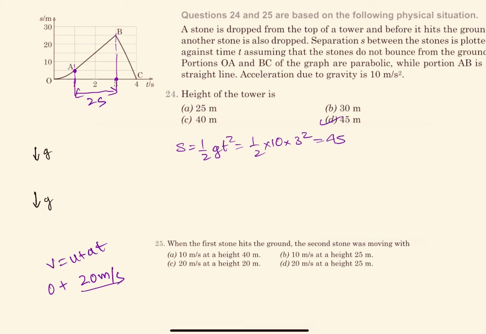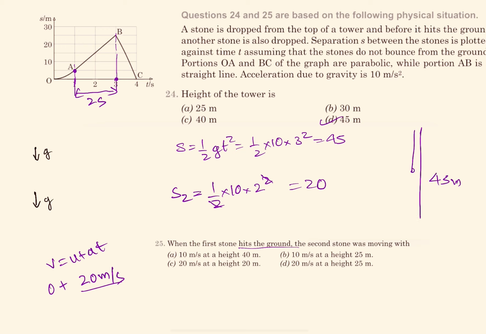And what would be its height from the ground? So how much would it have fallen? The second stone would have fallen by again half g t square. So g is 10 and it has been falling for 2 seconds. So it would have fallen by 20 meter. So how much height is above the ground? So the height of the tower is 45 meter. The second stone has fallen by 20 meters. So how high is it above the ground? It is 25 meter above the ground and is falling with 20 meter per second speed. So which option do we get? We get option D. Okay.